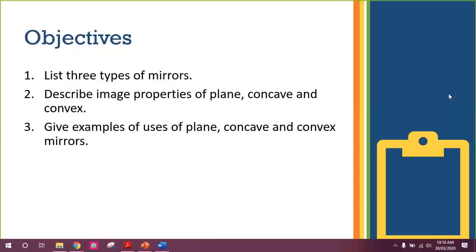Today we're going to talk about plane mirrors, and then next class we'll finish the other two. So we're going to describe image properties of plane mirrors and give examples of uses of plane mirrors.